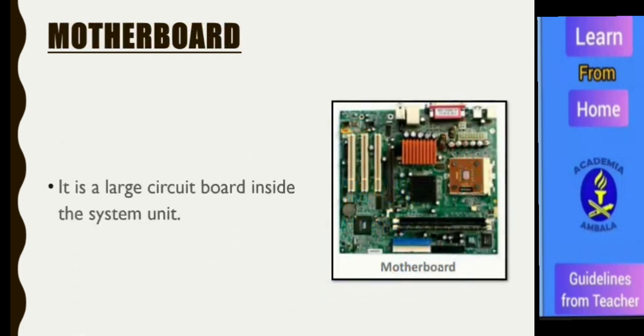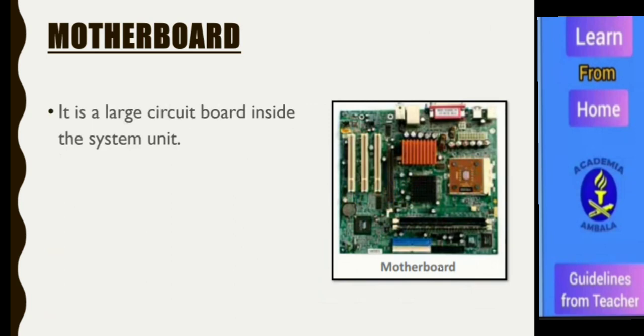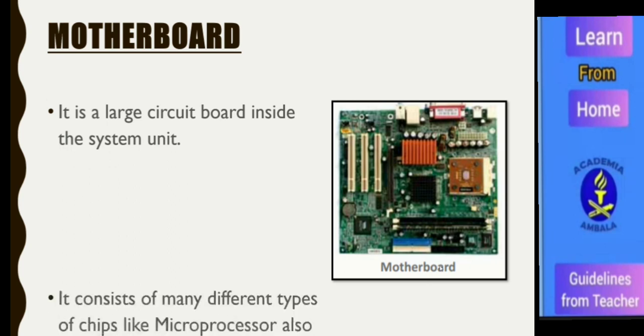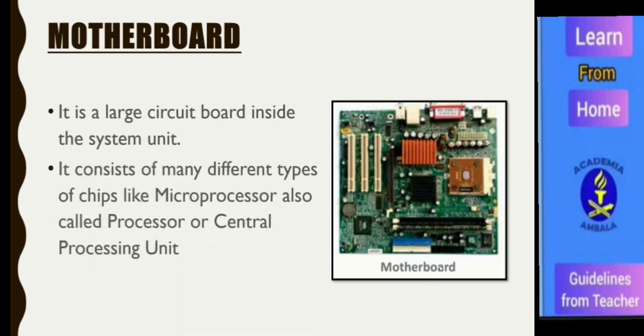First one is motherboard. A motherboard is a large circuit board inside the system unit. It is also known as system board or main board. My dear students, as you can see the motherboard on your screen, what does it contain? It consists of many different types of chips like microprocessor, which is also called processor or central processing unit.